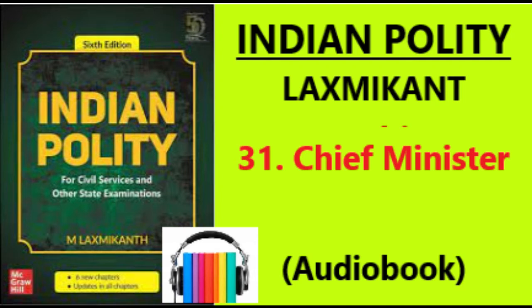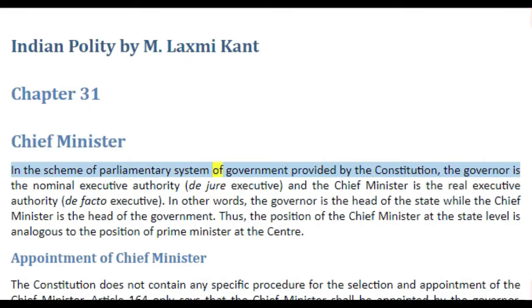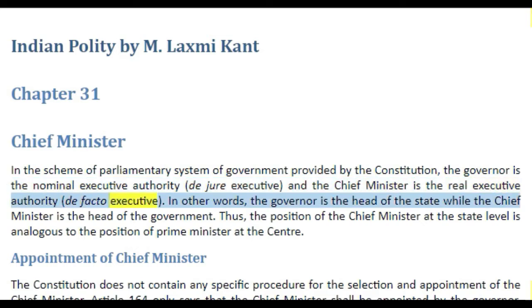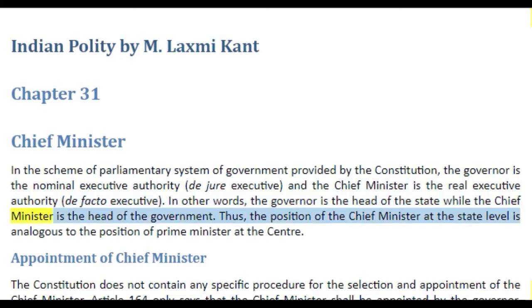Chapter 31. Chief Minister. In the scheme of parliamentary system of government provided by the Constitution, the governor is the nominal executive authority, de jure executive, and the chief minister is the real executive authority, de facto executive. In other words, the governor is the head of the state, while the chief minister is the head of the government. Thus, the position of the chief minister at the state level is analogous to the position of prime minister at the center. Appointment of chief minister.